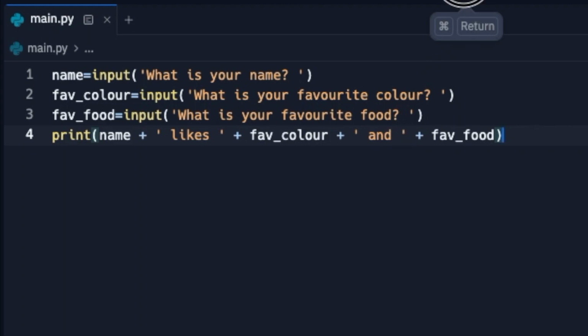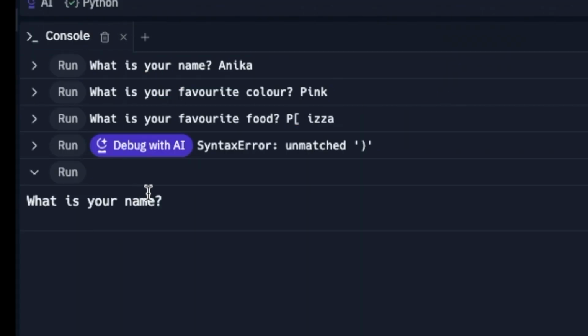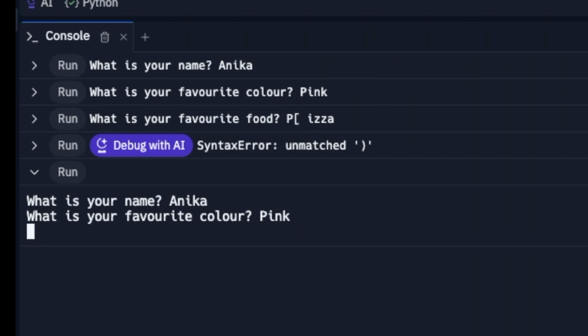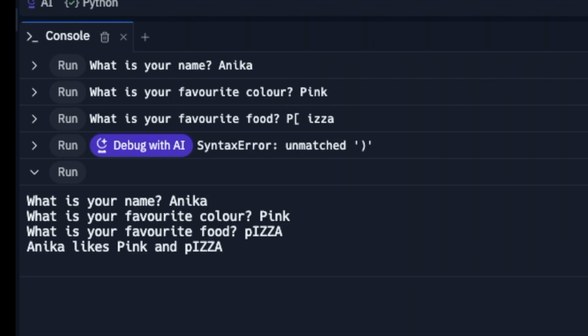So when we run it, it asks us what's your name. So Anika, what's your favorite color? Pink. And then what's your favorite food? Pizza. And then Anika likes pink and pizza. That's how we would do it. And also, if you're a bit confused, feel free to try it out on your own.